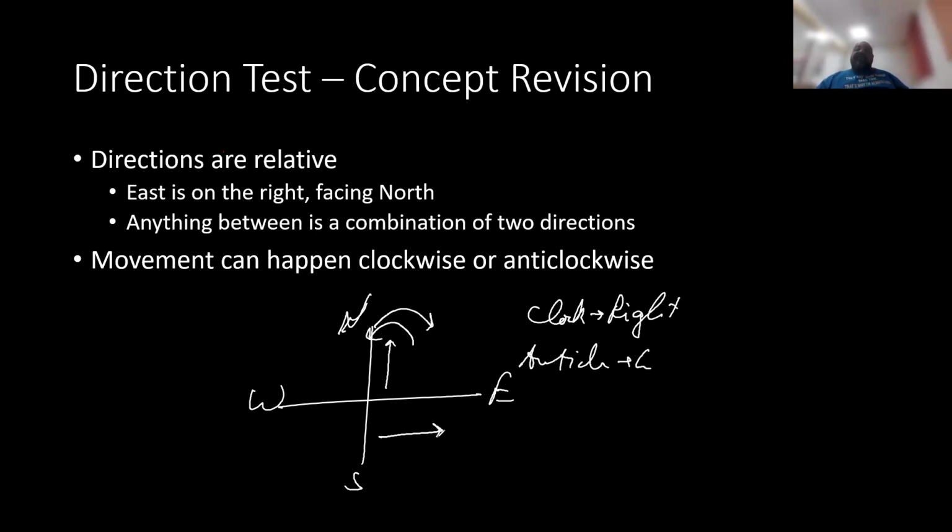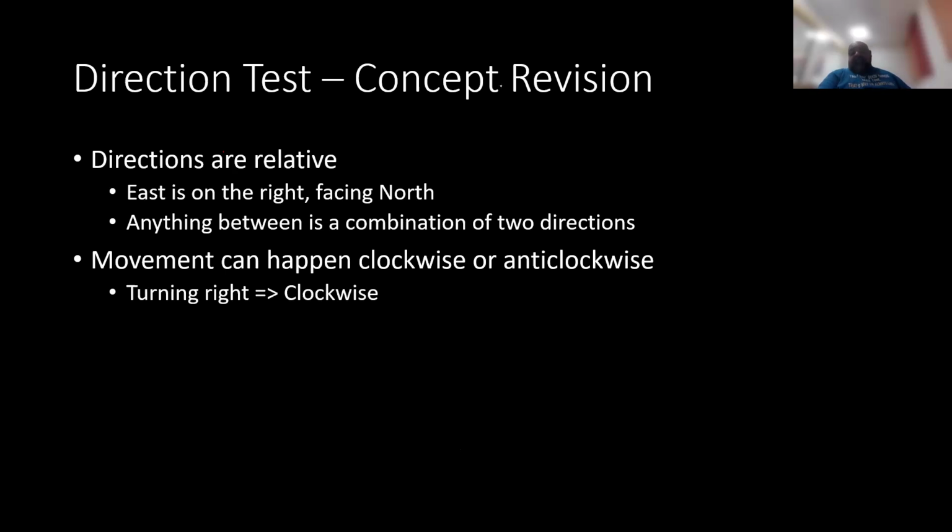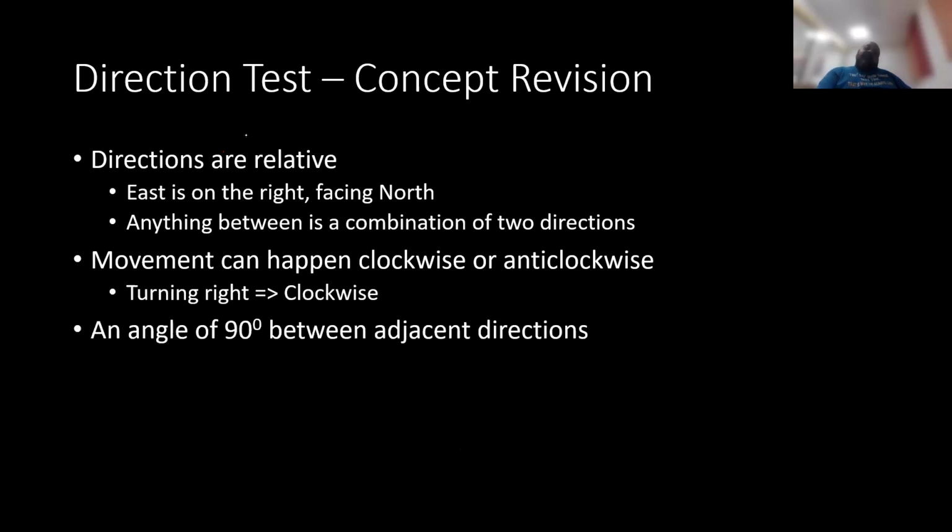So for example, if I'm facing east and I have to take right, you will realize that this is your right. So you will have to turn clockwise. If you are going west and you have to take a left, you will realize that this is your left. You will have to go anti-clockwise. So anti-clockwise and clockwise a turn can happen. Right is clockwise, left is anti-clockwise. Also, the angle between any 2 consecutive directions, northeast, east, south, southwest, west, north is 90 degree.